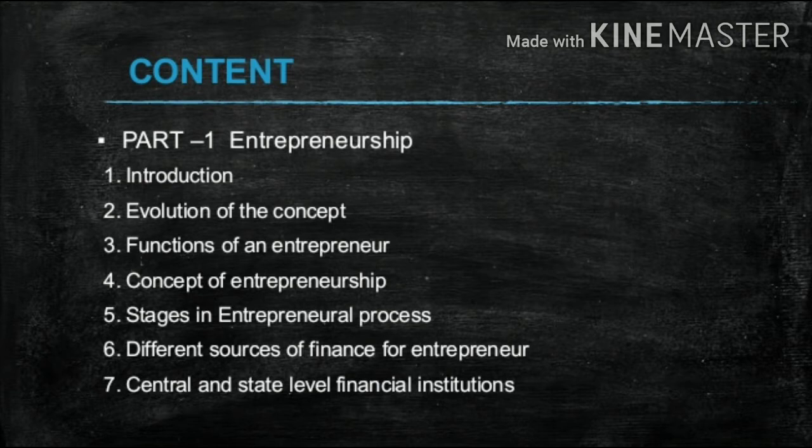The chapter 1 includes the following contents, that is introduction part, evolution of the concept, function of an entrepreneur, concept of entrepreneurship, stages in entrepreneurial process, different sources of finance for entrepreneur, central and state level financial institutions.